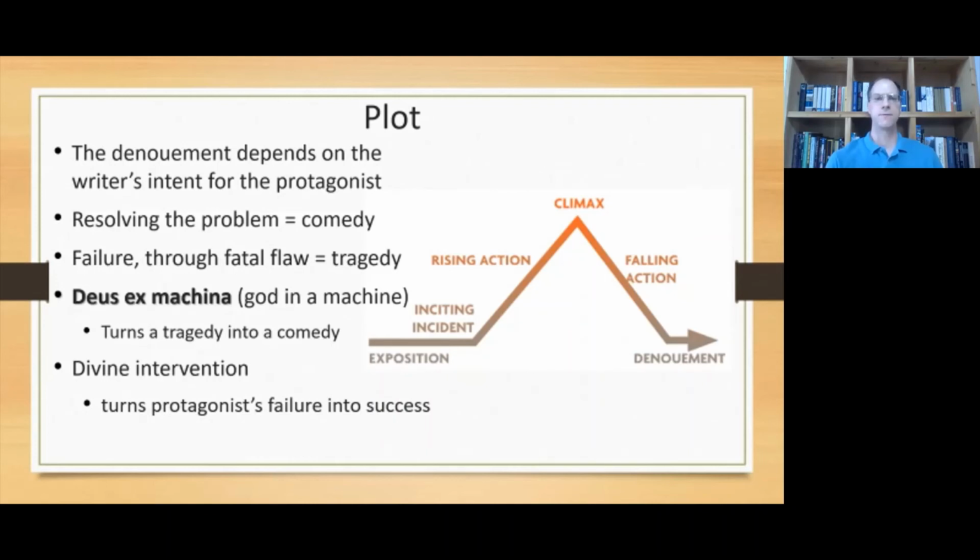Most audiences prefer comedies, so writers often use a deus ex machina, which is Latin for God in a machine, to quickly turn a tragedy into a comedy. This was traditionally done by a god or goddess being lowered down onto the stage for the last-minute divine intervention, which turns the protagonist's failure into a success.